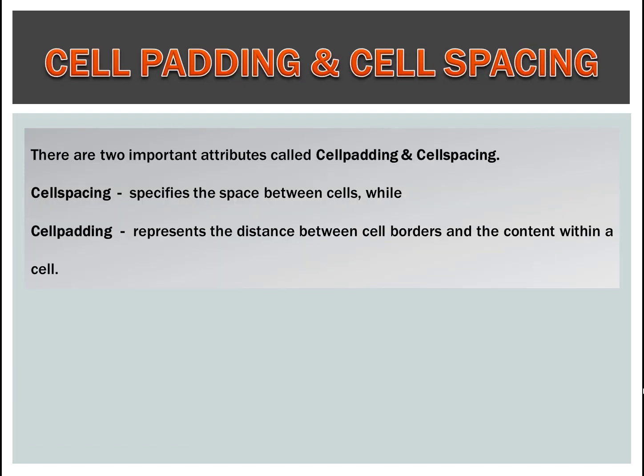Cell padding and cell spacing. There are two important attributes called cell padding and cell spacing. Cell spacing specifies the space between the cells, while cell padding represents the distance between cell borders and the contents within a cell. So let's do a practical.